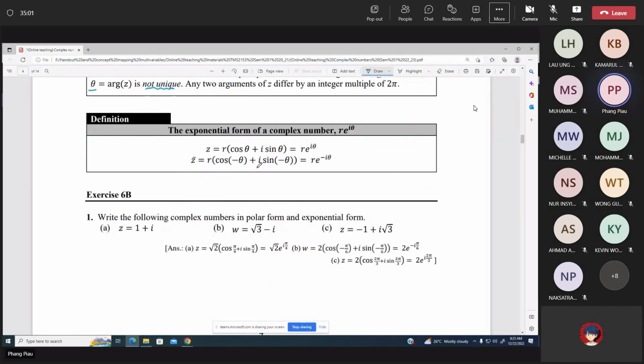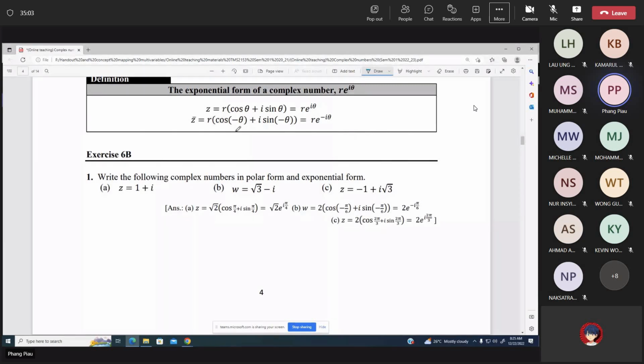This is how we put that into the exponential form. The exponential form is very straightforward. You just go for this. This is the conjugate. If you find the conjugate, what you really need to do is to change the theta to negative theta. That's all you need to do. We will come to here later on.